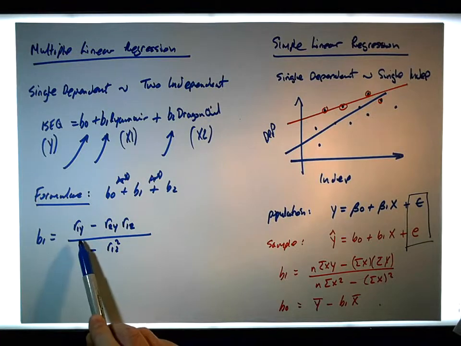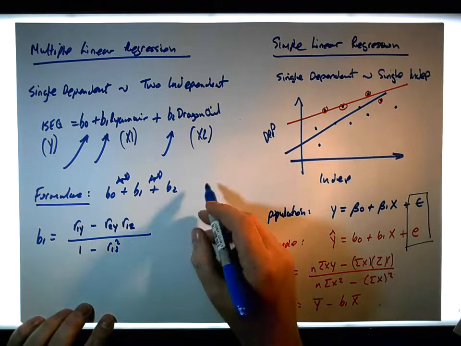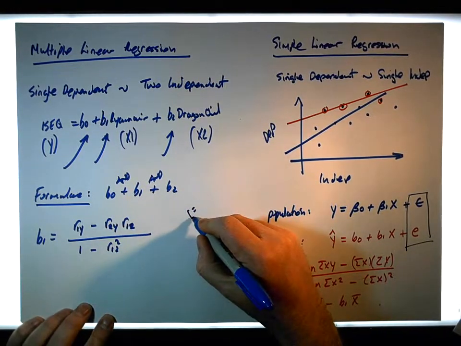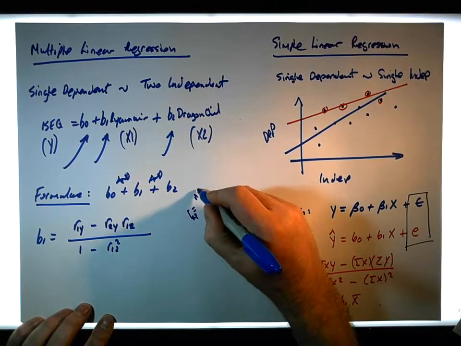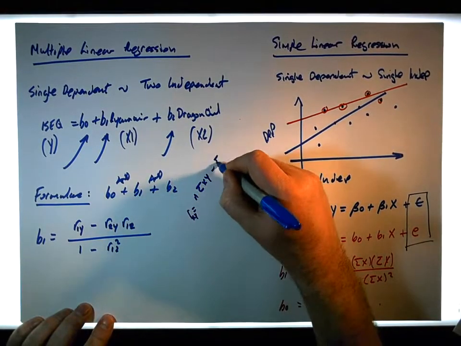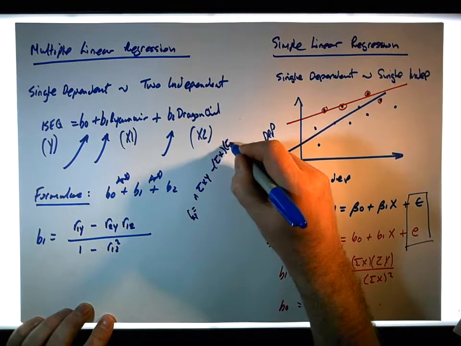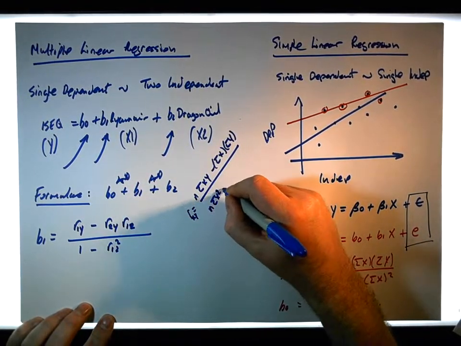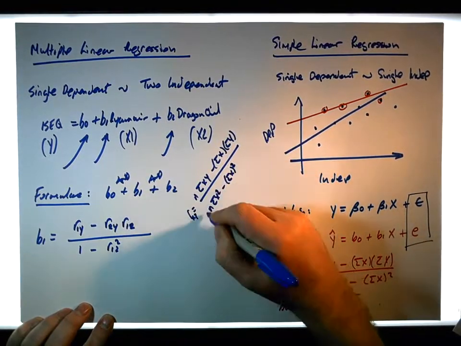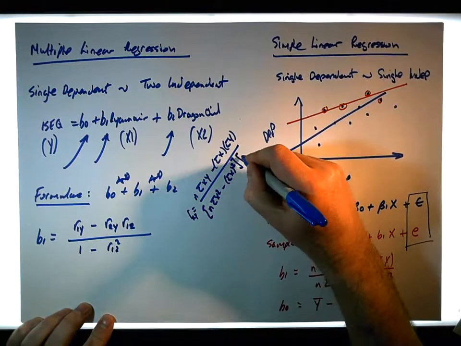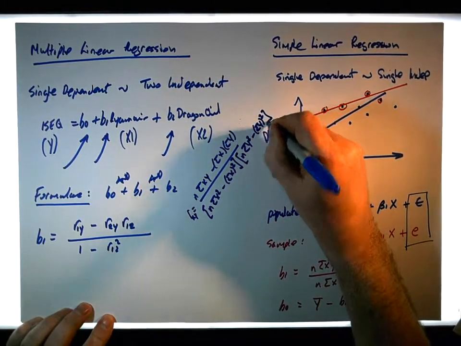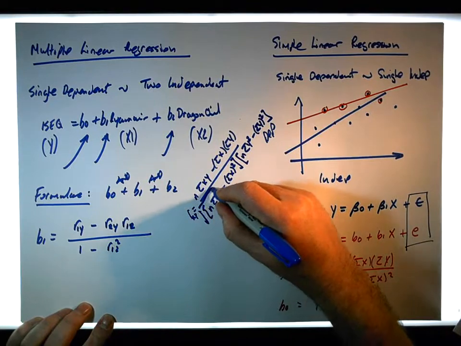But you can probably understand that the correlation formula between an x and a y is equal to n times the sum of the xy's minus the sum of the x's times the sum of the y's, divided by the square root of n times the sum of the x squareds minus the sum of the x's all squared, times n times the sum of the y squareds minus the sum of the y's all squared.